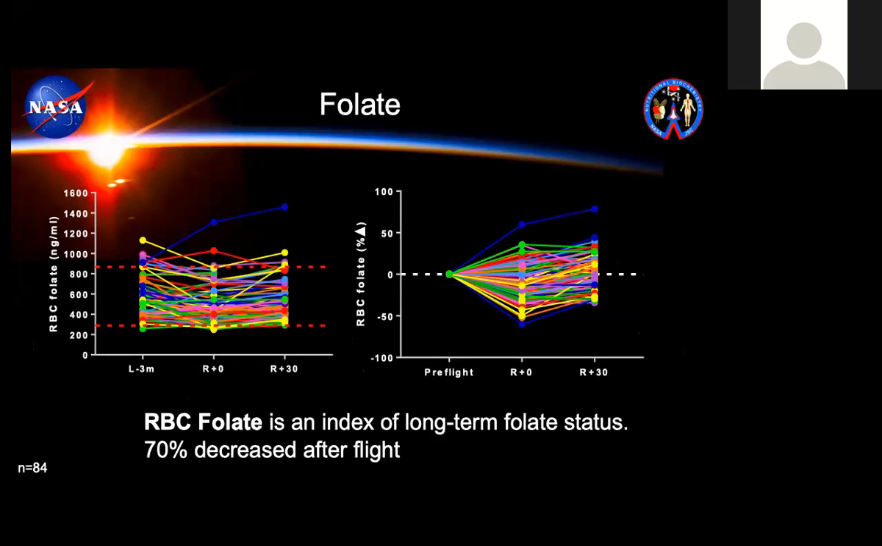Switching over to folate. Red blood cell folate is a long-term indicator of folate status. We've got raw data on the left and percent change on the right. And if you look at the percent change comparing pre-flight to landing day, 70% of the crew members decrease status after flight. And most of them do stay within the normal range. Some do scrape the bottom and are at the very end of the normal range.